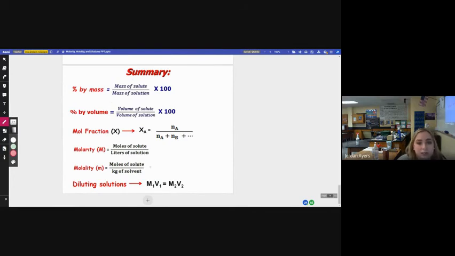This last part, it's really funny. It says it's a summary. We didn't talk about any of this. We just talked about this. So don't worry about this for now. We haven't learned about it. But we learned about molarity, molality, and dilutions.